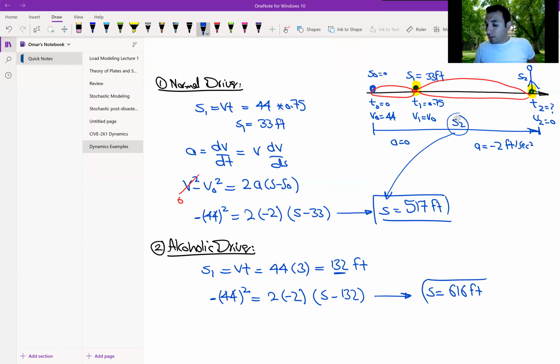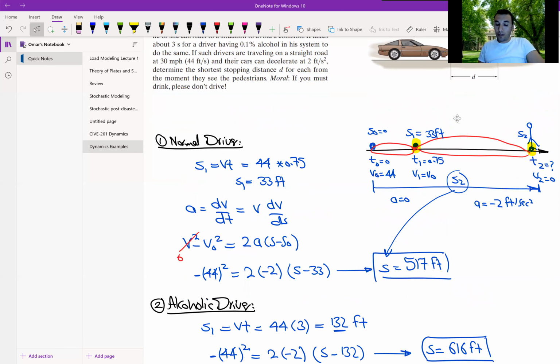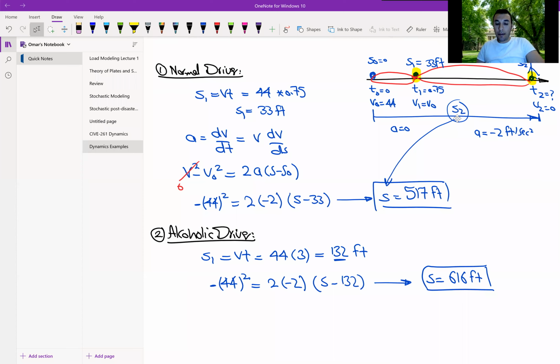foot. So the shortest stopping distance for the non-alcoholic driver will be 517 foot, and for the alcoholic driver will be 616 foot. So almost a 100-foot difference between them to react to a pedestrian in this location. This is a simple direct example, and we will follow up with more examples.